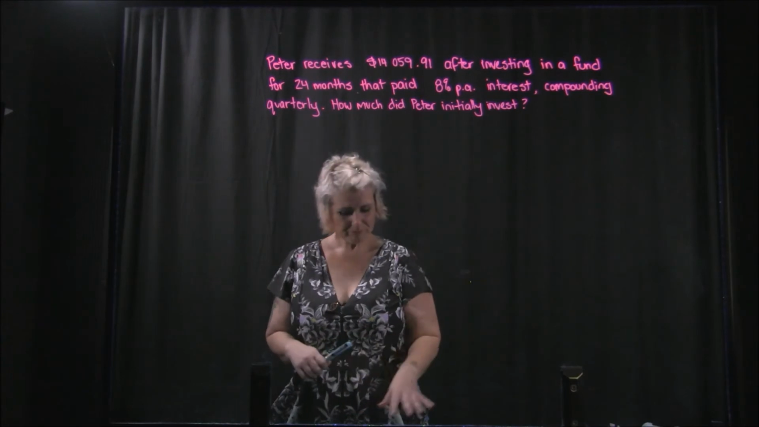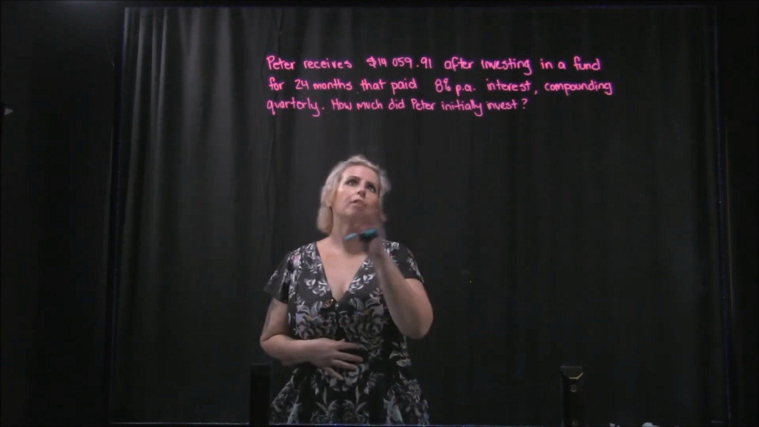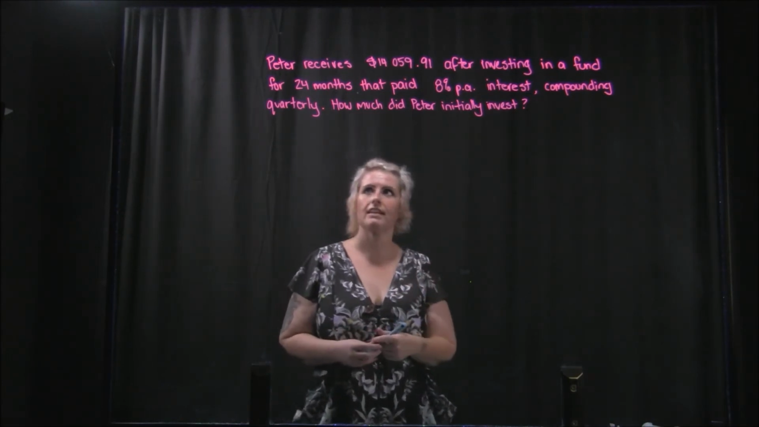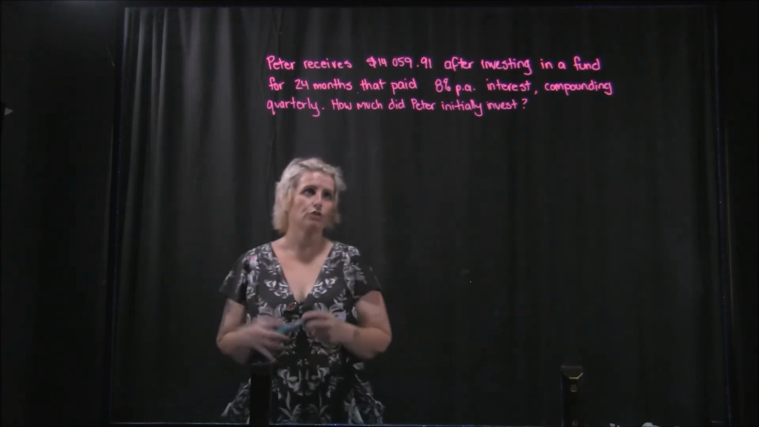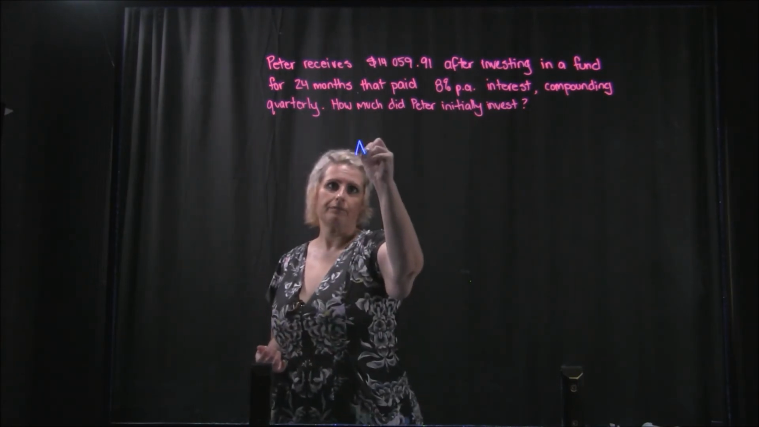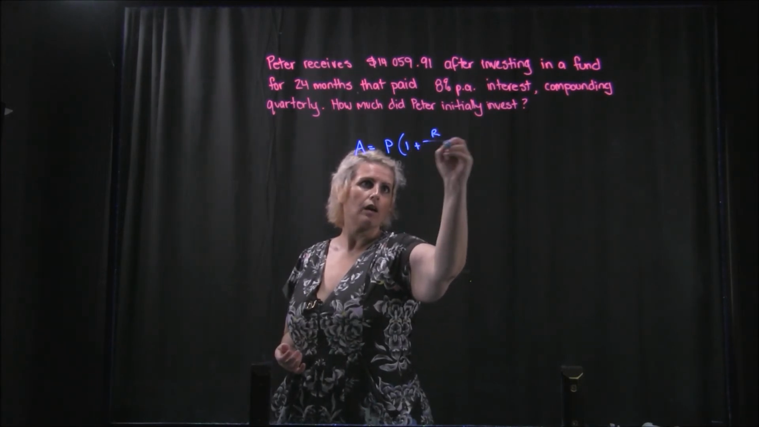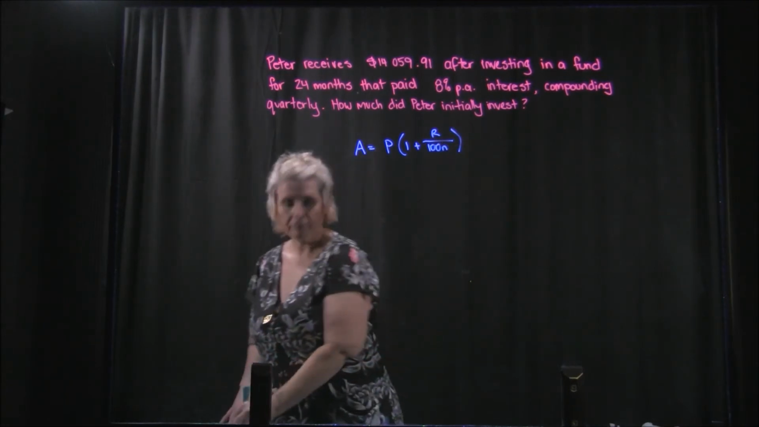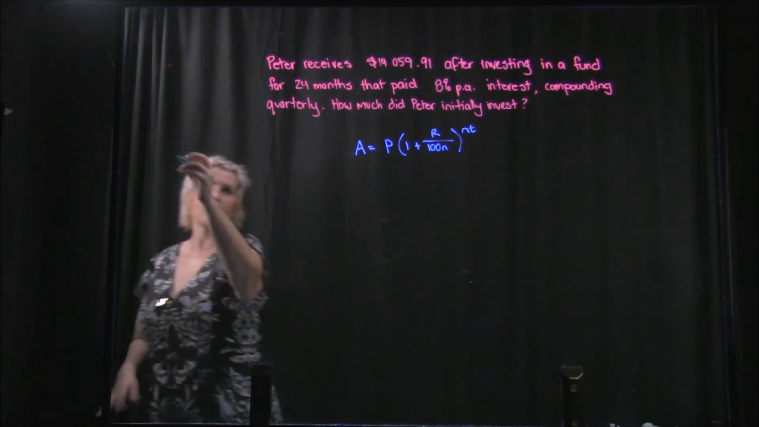Okay, so this one we're going to be looking at finding the principal. So Peter receives $14,059.91 after investing in a fund for 24 months that paid 8% per annum interest, compounding quarterly. So we need to find out how much Peter initially invested. So again, let's write our formula. Okay, and over here we'll just identify what we know.